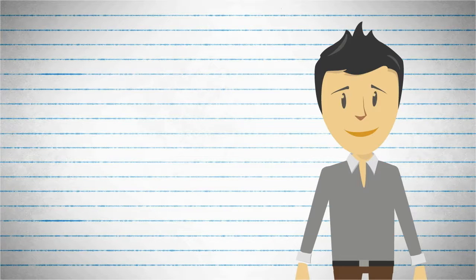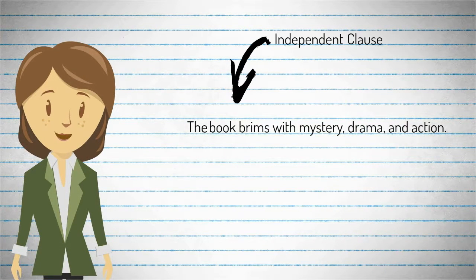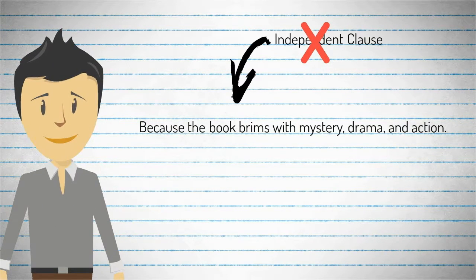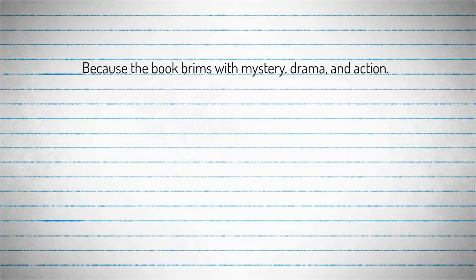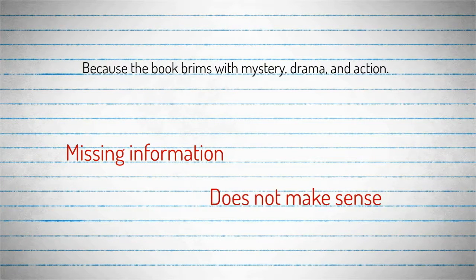Here is a complete sentence. The book brims with mystery, drama, and action. Placing the word because at the beginning of the sentence will change it from independent to dependent. Because the book brims with mystery, drama, and action. Like with our previous example, this sentence is missing information and does not make sense on its own. If left alone, as in both examples, dependent clauses are considered fragments.